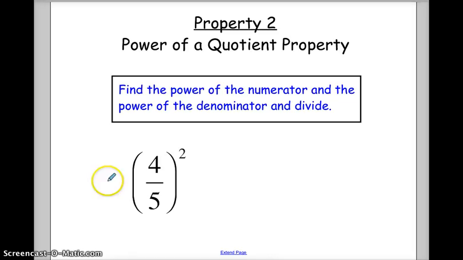The second property is the quotient property, which uses an exponent on the outside of a quantity, and we're going to use the same idea of distribution, but instead of distributing to each factor, we're actually going to distribute this squared to both the numerator and denominator of the fraction, and finally give us a simplified version of 4 squared divided by 5 squared.